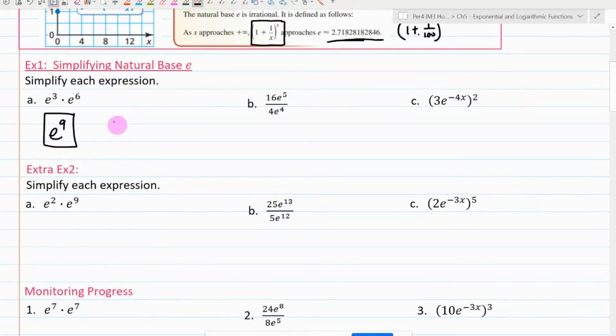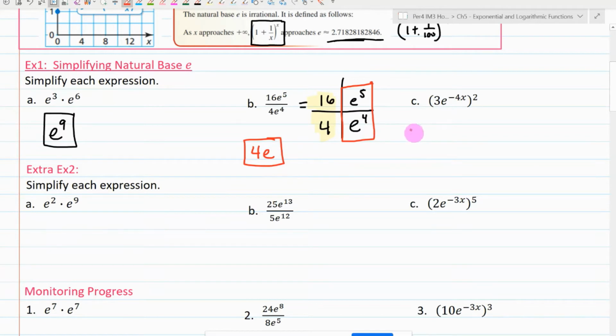e is lowercase. Okay? For this one, I'm going to rewrite this just to separate this out. You probably don't really need to. But we're going to reduce this. So 16 divided by 4 is 4. And then we're going to reduce this. You just subtract the exponent. So that's e to the first. You have one more e at the top. All right, simple as that.